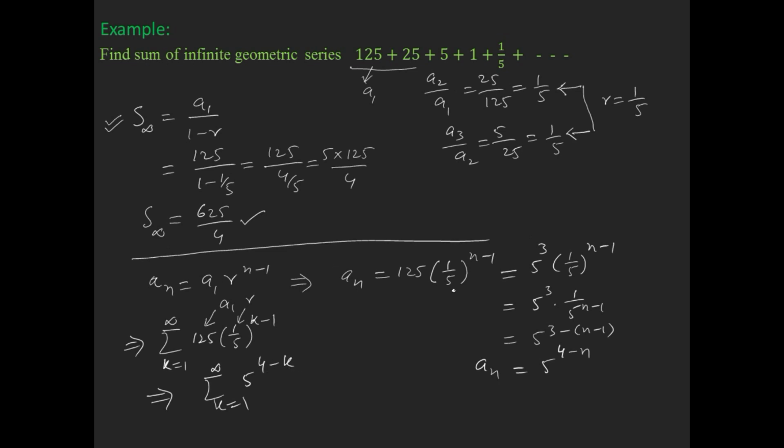If we are given this sigma notation, how will we find the sum? So again, we will modify this a bit, and we will change it into this form, like 5 power 3 and 1 over 5 power k minus 1, and then this will be our a1 and this will be our r, and we will put these values in this formula, and we will get the sum of this infinite geometric series.